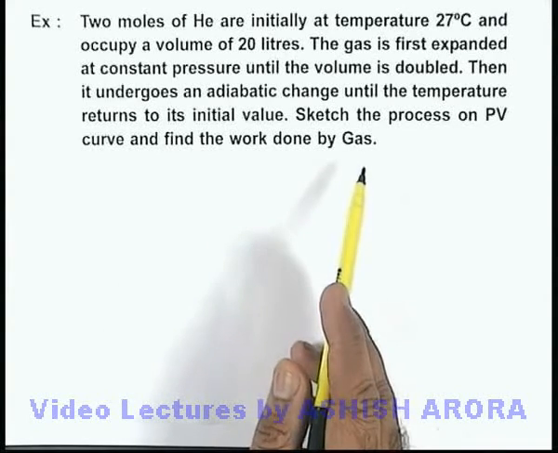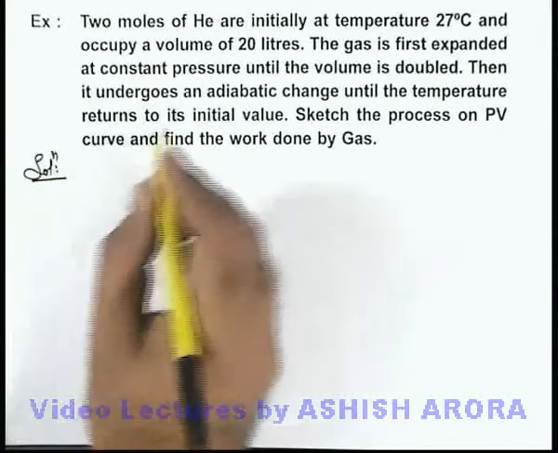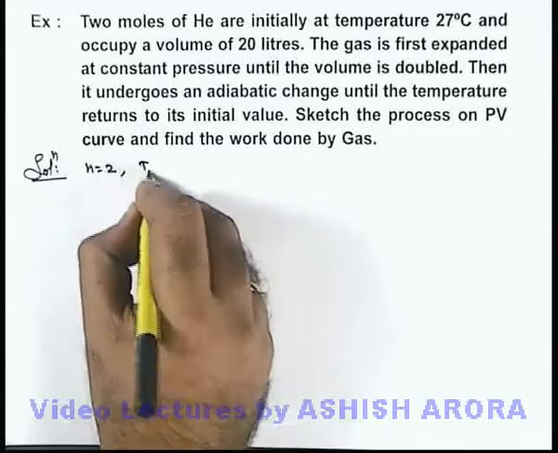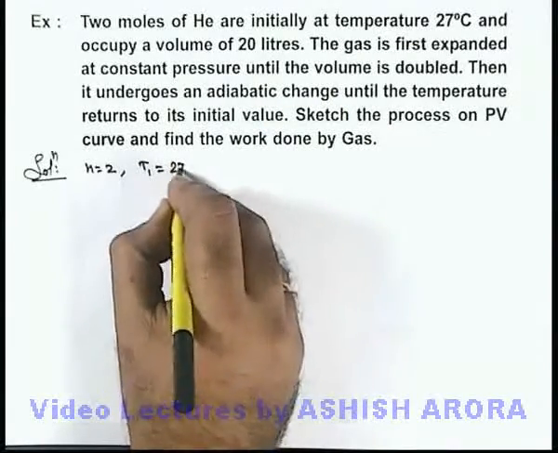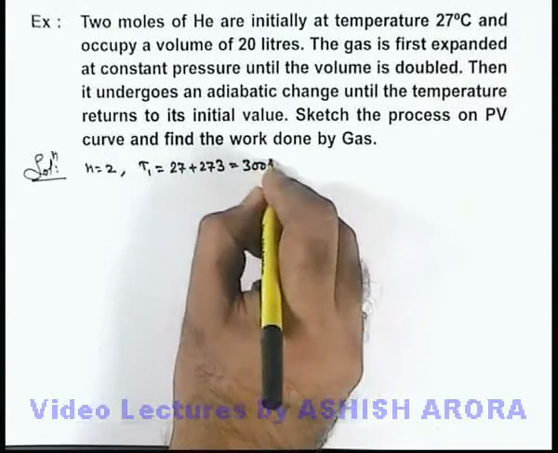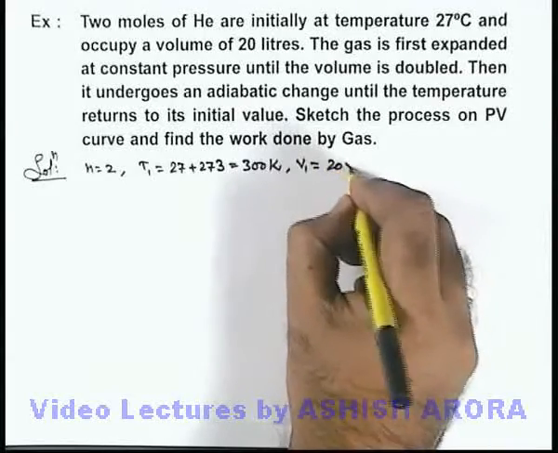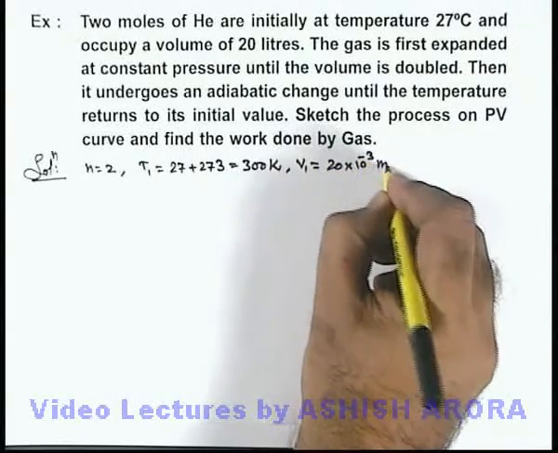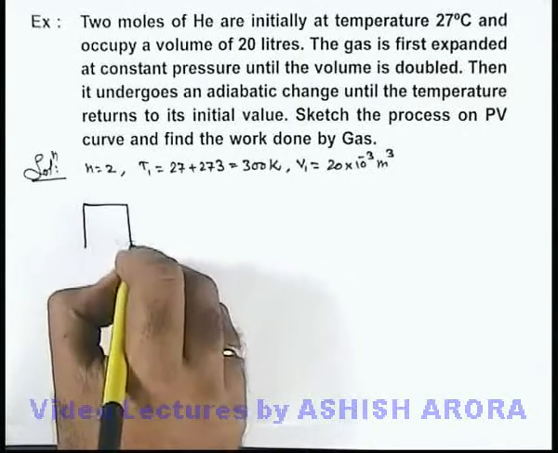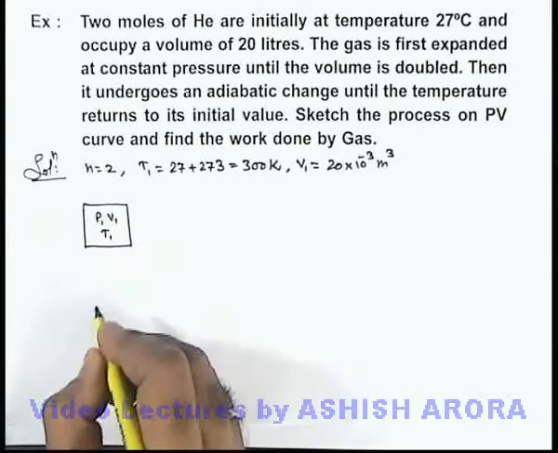done by the gas. Now, in this situation, we are given the number of moles, which is 2. The initial temperature of the gas is 27, so its absolute temperature will be 27 plus 273, that is 300 Kelvin. And its initial volume is given as 20 liter, which we can write as 20 into 10 to the power minus 3 meter cube. If we draw the state diagram of the gas, in the initial state, its pressure, volume, temperature are P1, V1, T1.